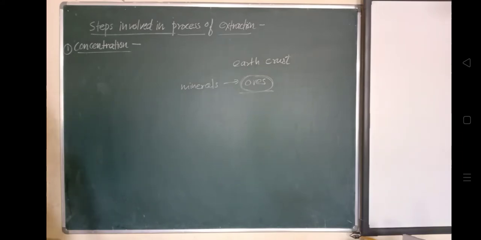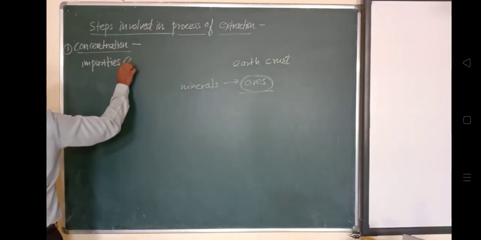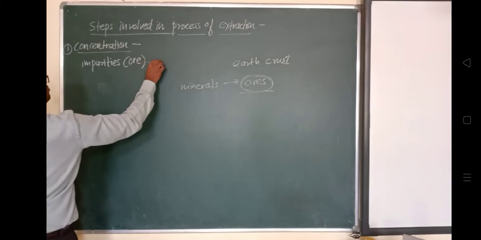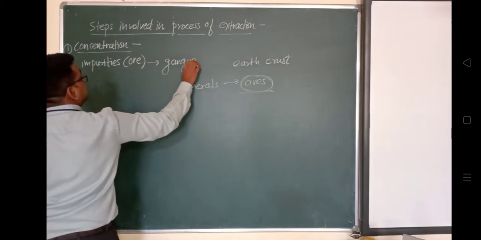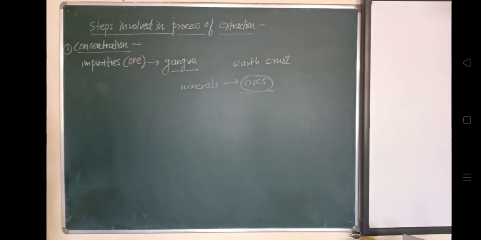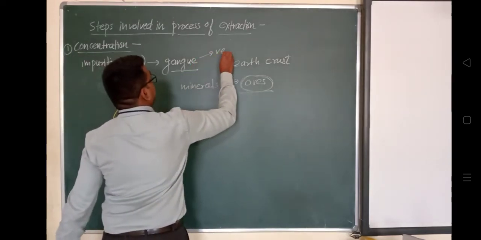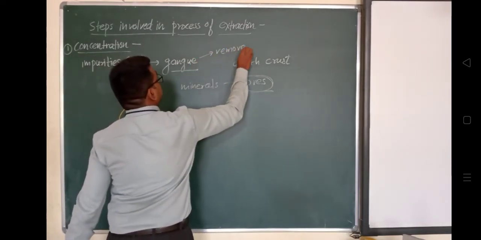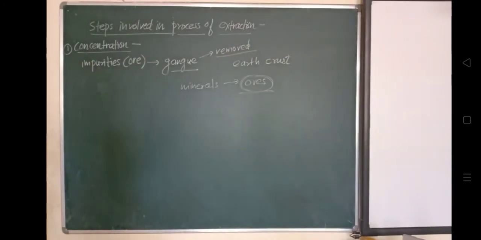So after mining, the ore from the earth crust is subjected to concentration in this step. The impurity which is present in the ore is called gangue. This gangue is removed in this very first step. We will remove this first, so the gangue is removed from the ore, and the ore gets concentrated.